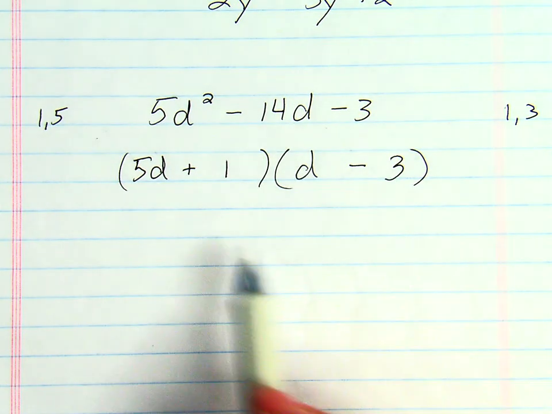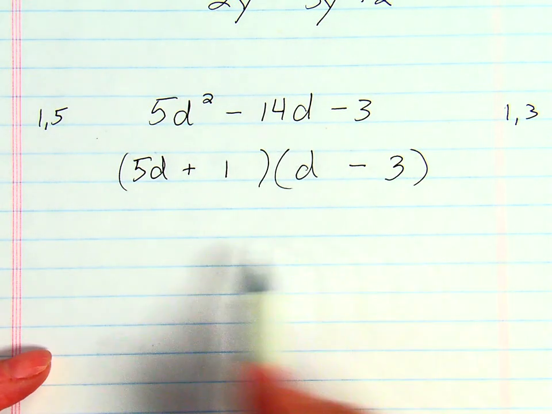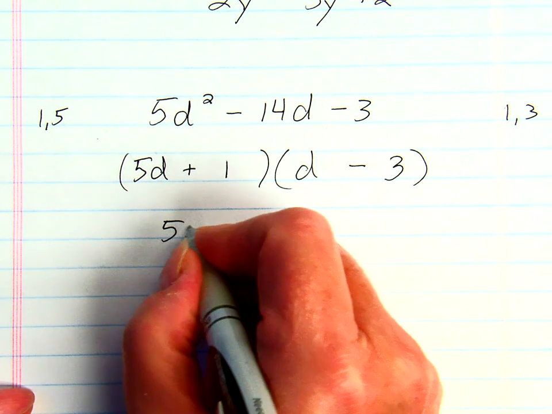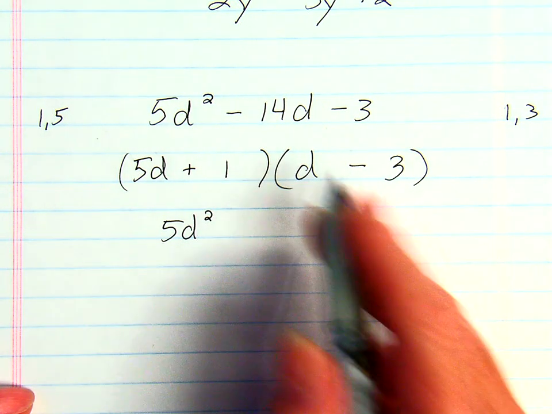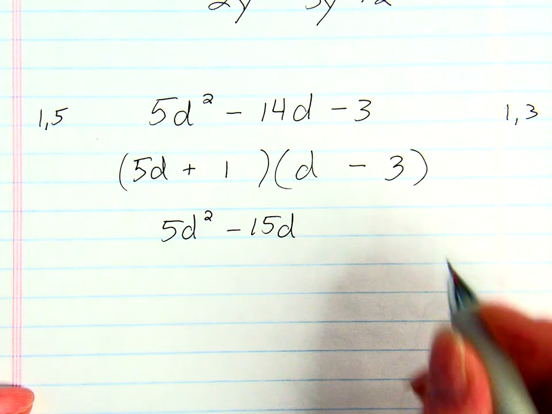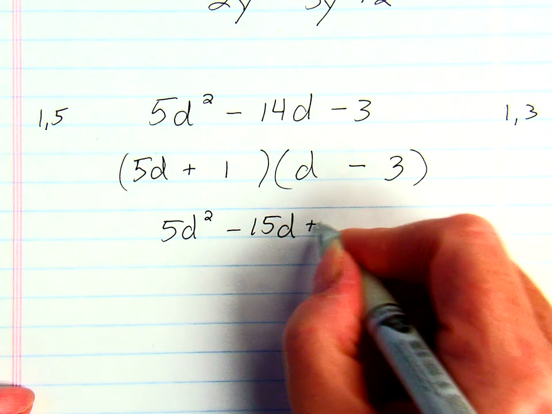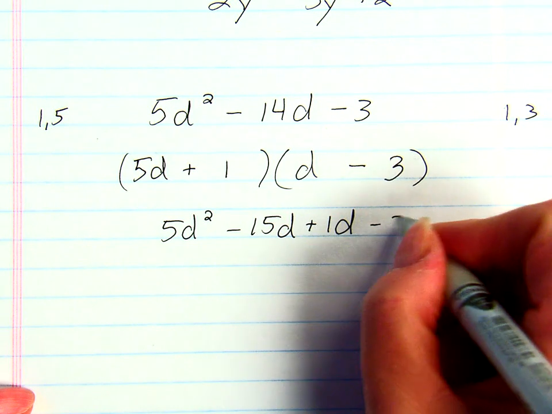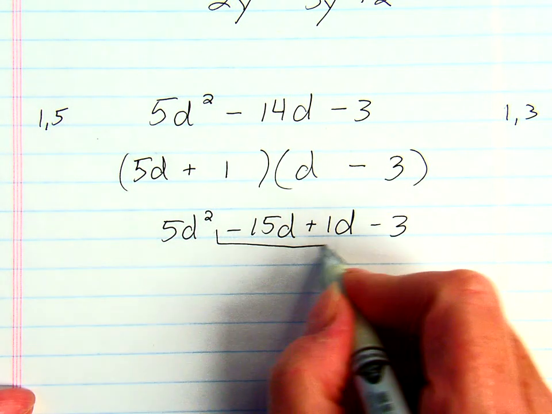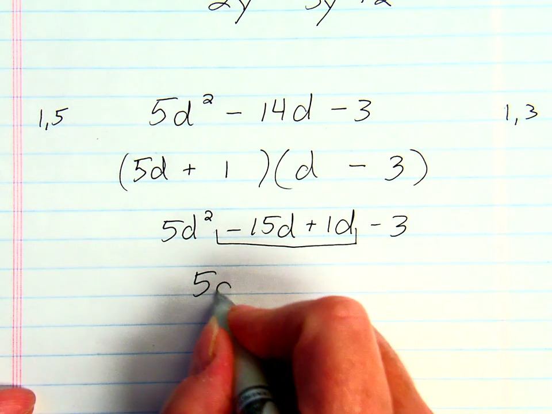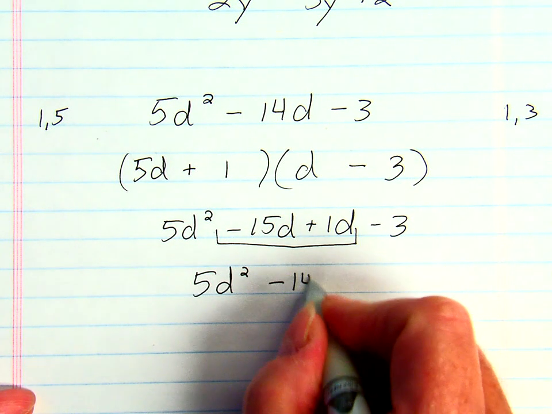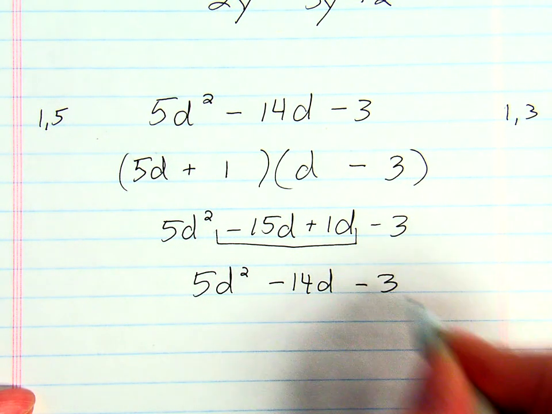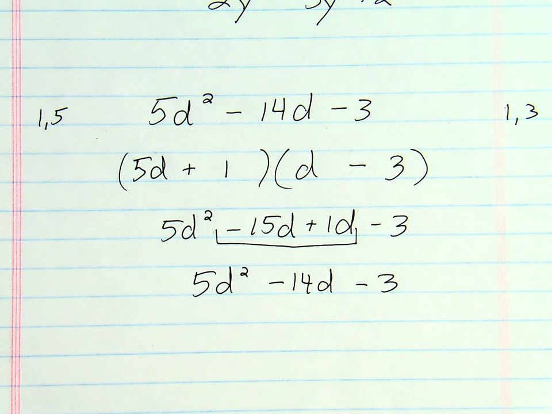So I'm going to put my 1 in here. When I check this, it comes out to 5d squared. Outside is negative 15d. Inside is positive 1d. And then I have positive 1 times negative 3, which is negative 3. When I combine these center terms, I do have 5d squared minus 14d minus 3. Okay, so crisis averted. I'm not ready to give myself a star yet, but we'll see how it goes.